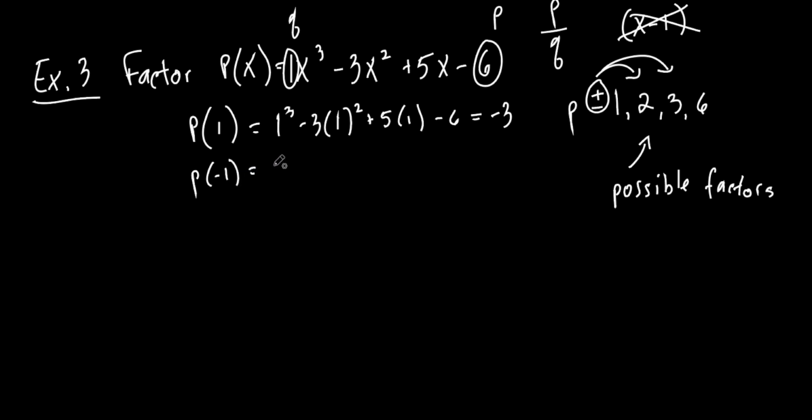If I put a negative 1 in for all of this, again, I'm just going to save you the work. If I put a negative 1, this all comes out to negative 15. See what I'm doing? I'm putting negative 1 in for all the x's. I just saved you the work and told you it's negative 15.